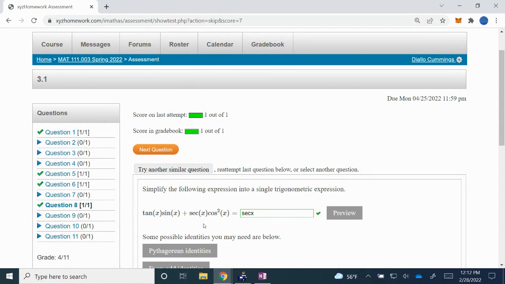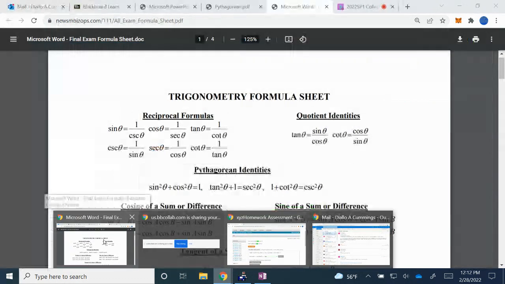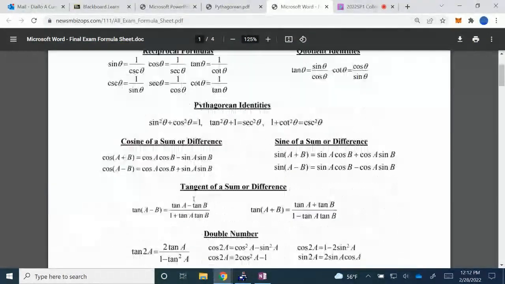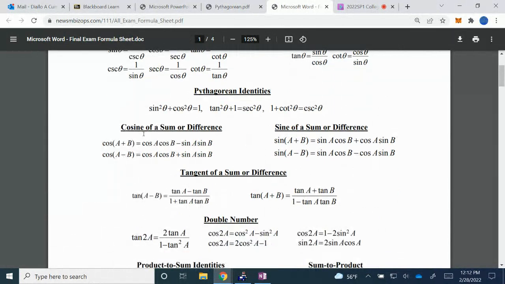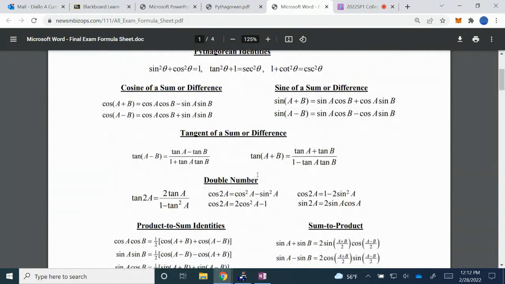All right, I guess before we end class today, I want to jump into the next section and just touch on some things. We've taken a look at that first block of formulas. Now we're going to take a look at the sum and difference of sine, the sum and difference of cosine, and the sum and difference of tangent.